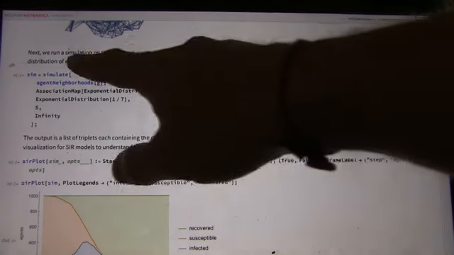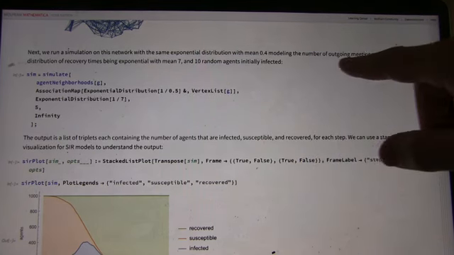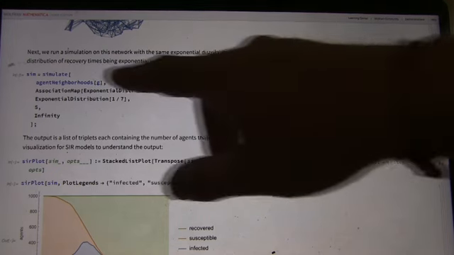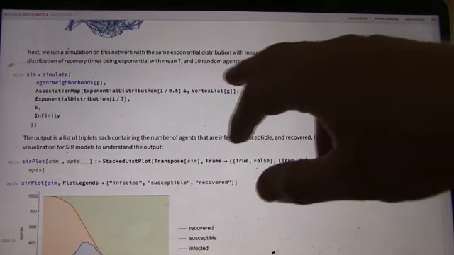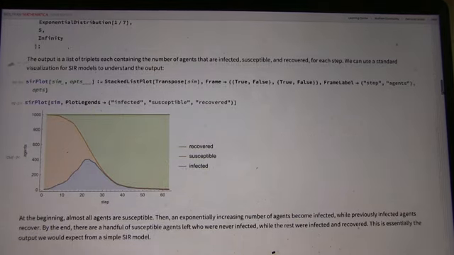Well, let's see. So next we run a simulation on this network with the same exponential distribution with a mean of 0.4, modeling the number of outgoing meetings for each agent. Okay, so there we go. Each agent on average meets 0.4 people each step. The distribution of recovery times is an exponential with mean of 7, and there are 10 random agents initially infected. So it takes 7 steps to get from infected to recovered. That's right.